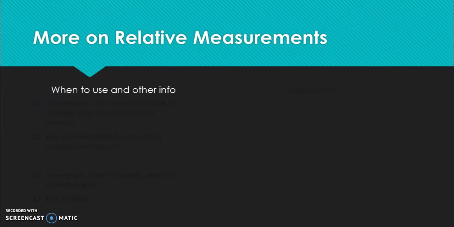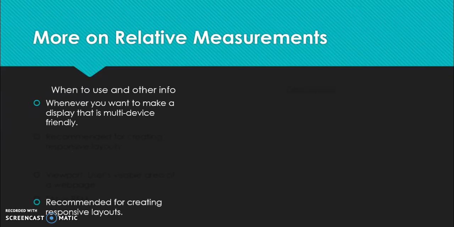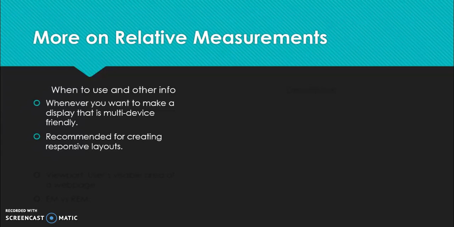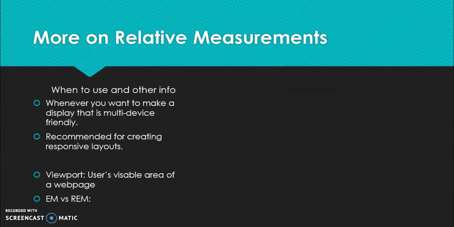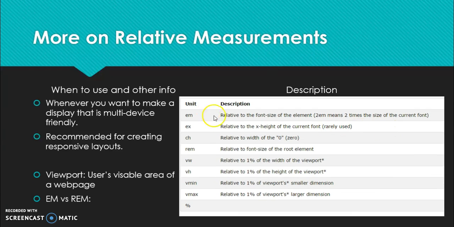So with relative measurements, we use these when you want to make a display that is multi-device friendly for creating responsive layouts. So for displays that are relative to the size of the font or the screen, you'll want to use these types of measurement units. So on the right over here, let's focus on these descriptions real quick. You can see the EM is a unit that is relative to the font size of the parent element.